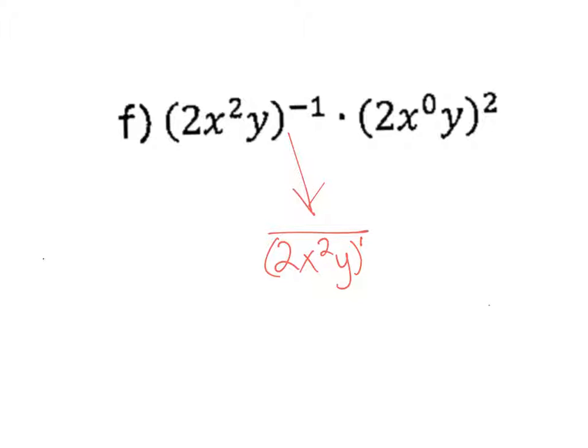What about that second parentheses? 2 squared. X to the 0 times 2. Y to the second. It'll stay on the top. What's 0 times 2? 0. Y squared.